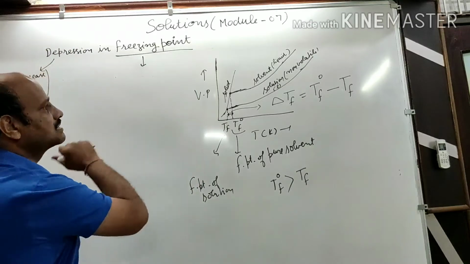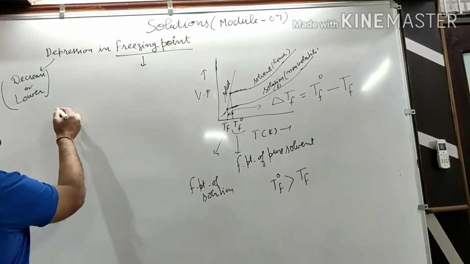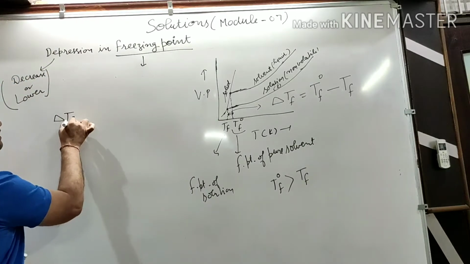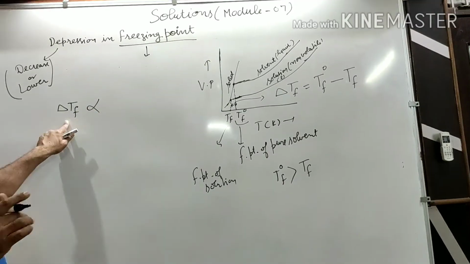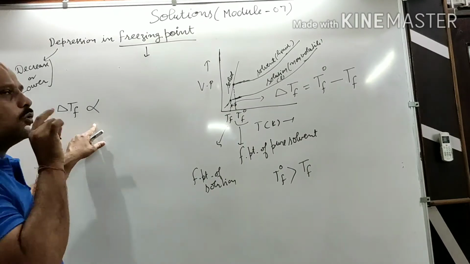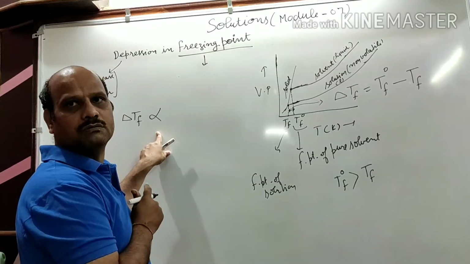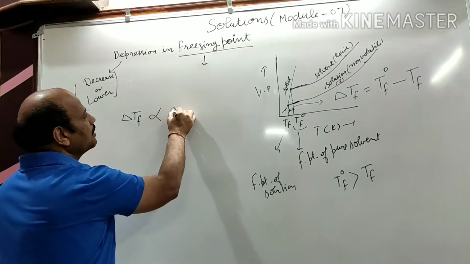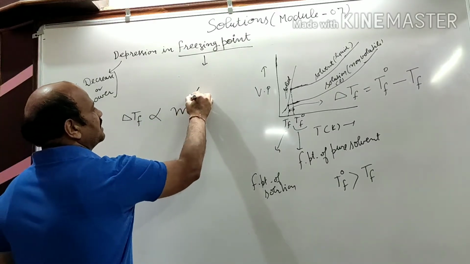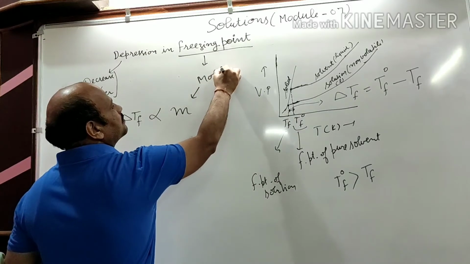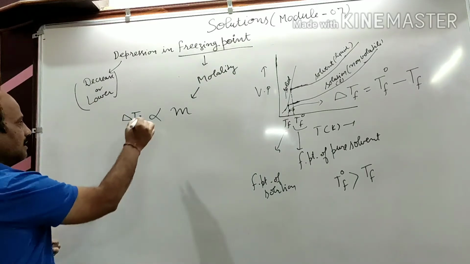Now, like elevation in boiling point, we proceed in the same manner. This delta TF, or depression in freezing point, depends upon the molal concentration of solute in solution, that is, it depends upon molality. Molality, not molarity, keep in mind, students.